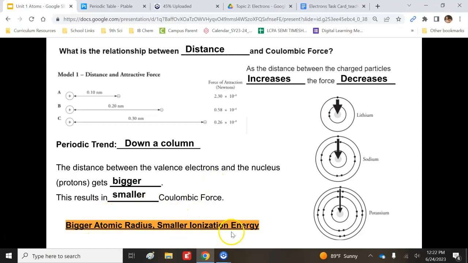And this results in two different aspects of this trend. The atom gets bigger, so notice potassium is much bigger than lithium, and the ionization energy gets smaller. So the further away you are, the less energy is required to remove that electron. The closer that electron is to the center of the nucleus, those protons are going to pull really hard on that electron. It's going to be harder to get that electron to go away.